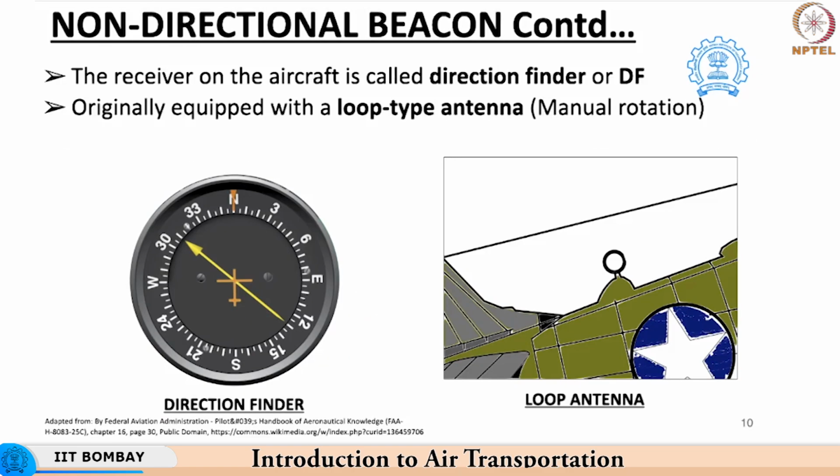So there are two parts related to a particular NDB navigation. First, the onboard part, that is called the direction finder, and this direction finder basically makes use of a loop type antenna. Initially, during the inception of this technology, the loop antenna was manually operated by the pilot from the flight to receive the signal to carry out navigation.